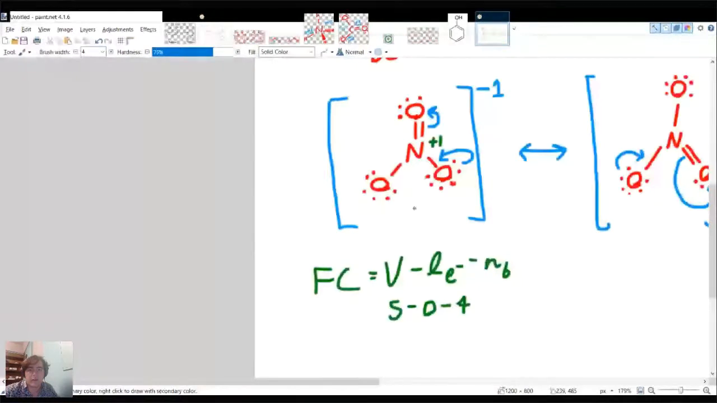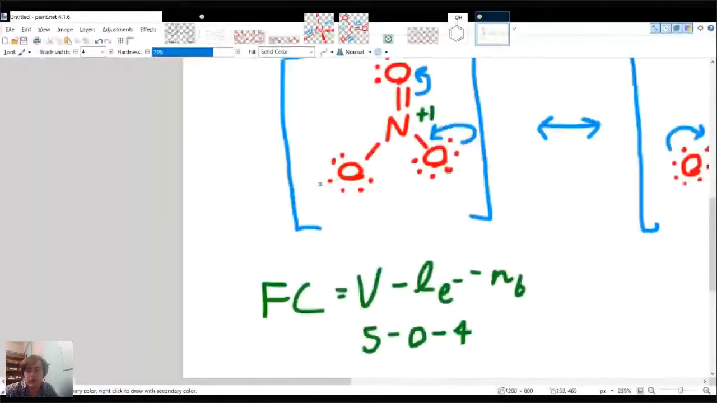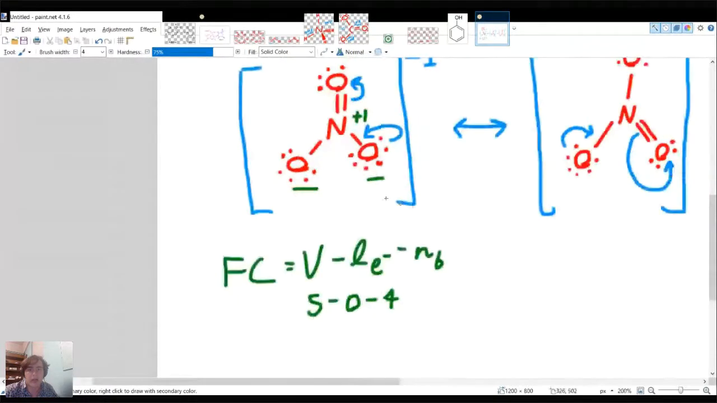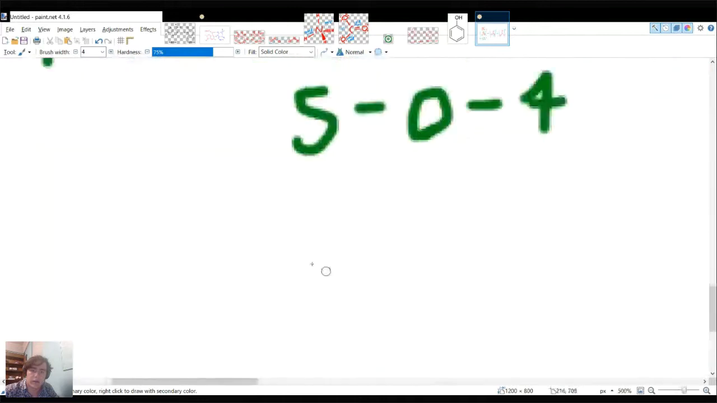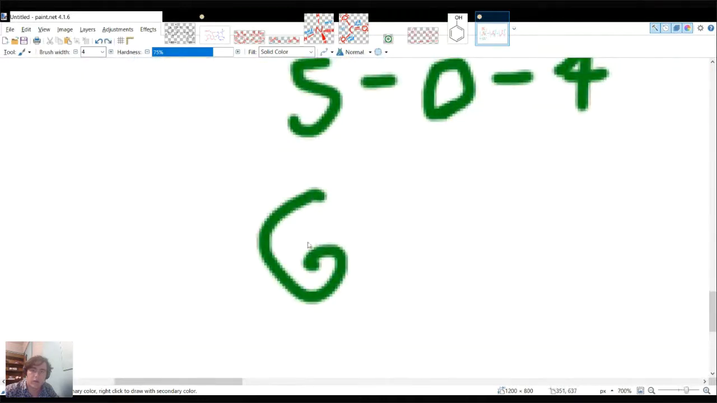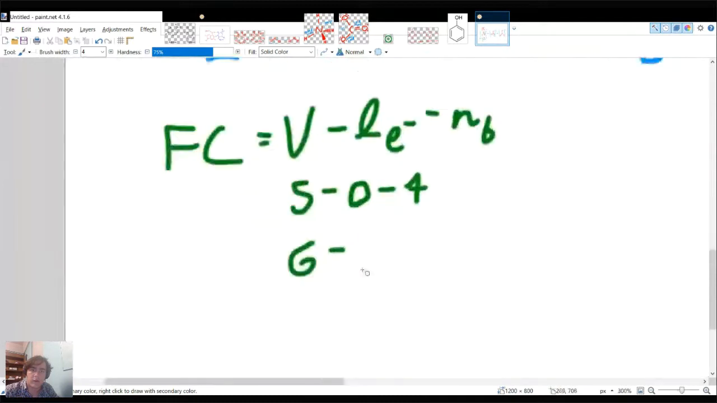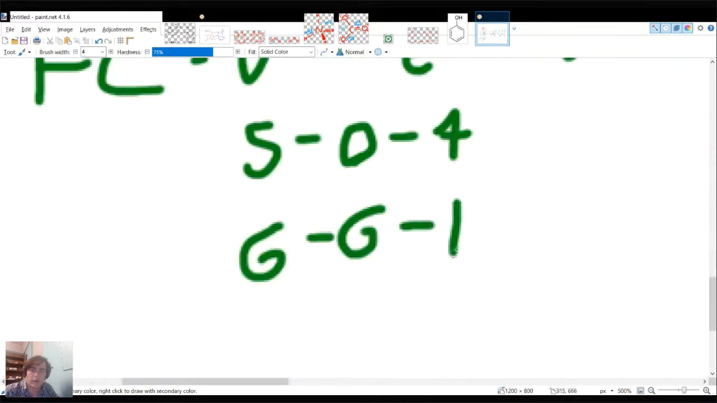How about these 2 oxygens right here? By the same process, what is the formal charge of these 2 oxygens on the bottom right here? They're both the same atom, essentially. So go ahead and, if you didn't answer the last one, try and answer the formal charge on those oxygens. Yeah, it's -1. 6 valence electrons minus 6 lone electrons minus 1 bond, which is -1.